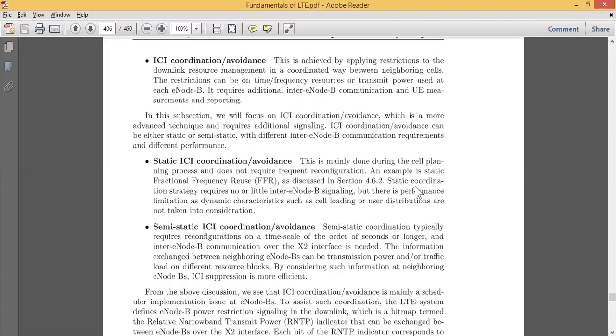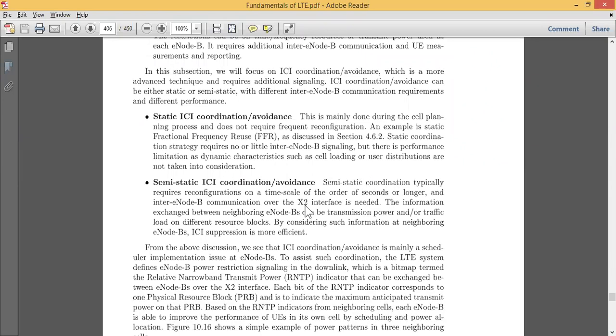And this static coordination strategy requires a little inter-node signaling process. But there is a performance limitation, as dynamic characteristics such as cell loading and user distribution are not taken into consideration. So we do have some limitation with this static coordination. We do not go for cell loading, we cannot go for user distribution. So this is one problem here.